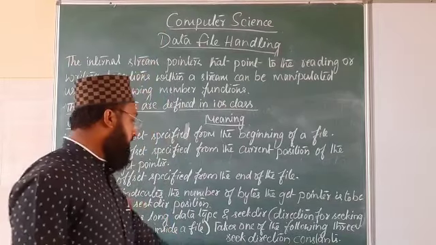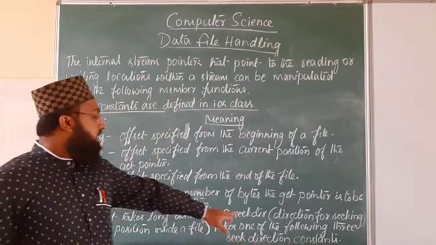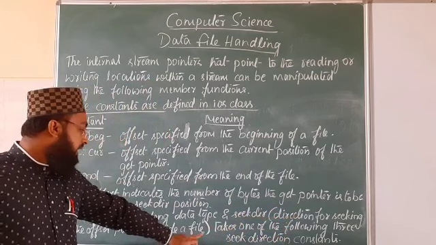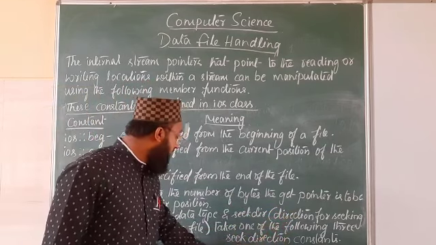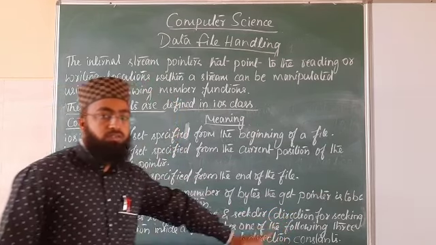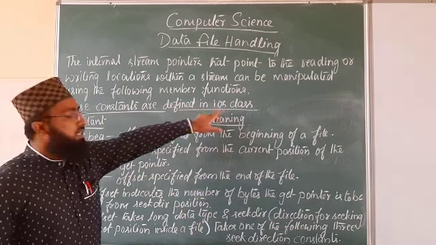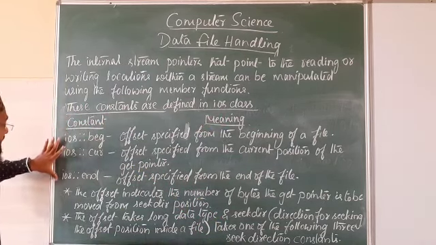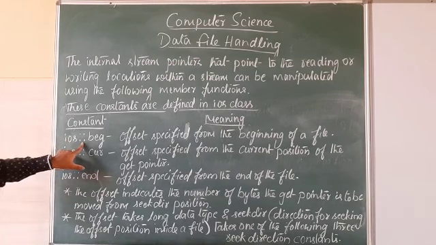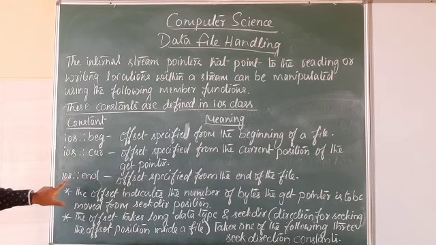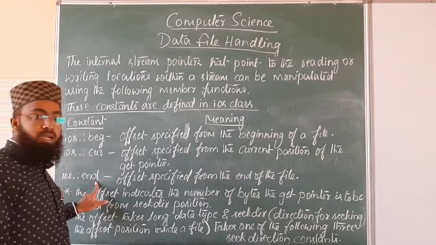Now see, what will seek dir do? Seek dir takes one of the following three seek direction constants. Which are the constants? The constants I have written. These constants are defined in the ios class. Any of these three constants: ios::beg, ios::cur, and ios::end.